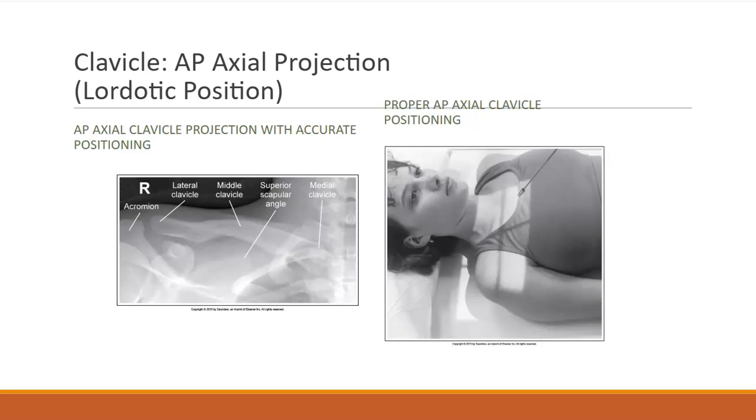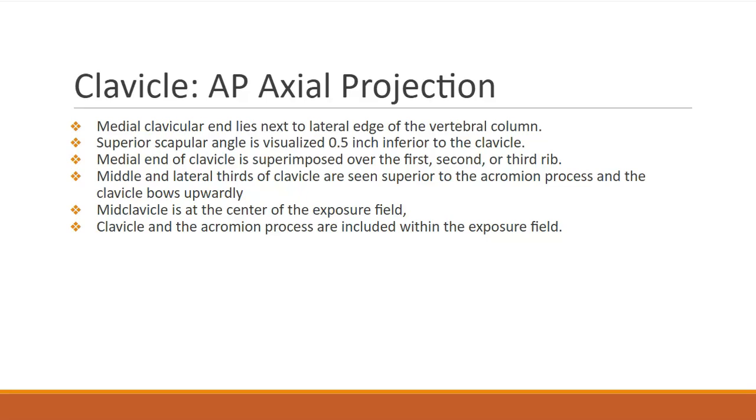The medial end of the clavicle is superimposed over the first, second, and third rib. The middle and lateral thirds of the clavicle are seen superior to the acromion process, and the clavicle bows upwardly. The mid-clavicle should be at the center of the exposure field, and again, the clavicle to the acromion process are to be included within the exposure field. Here are those image analysis guidelines for your review.